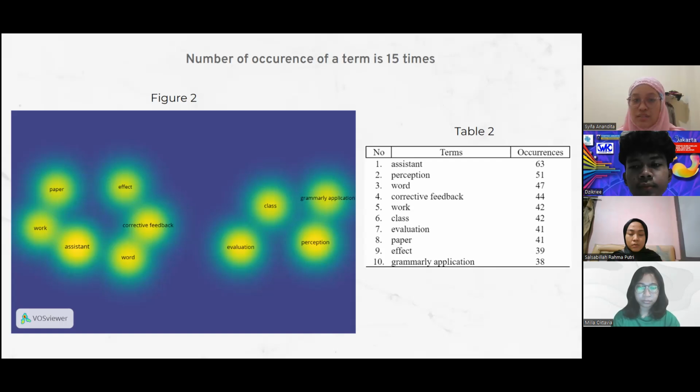In figure 2, we can see the most concentrated yellow is the term assistant, which also has the most occurrence of 63. Other terms such as perception and word also have a higher frequency than less frequently occurring terms, as indicated by their more concentrated yellow, but the color is less concentrated than the assistant term. And then the least concentrated color is the term Grammarly application, which shows the occurrence of 38. Next slide, please.